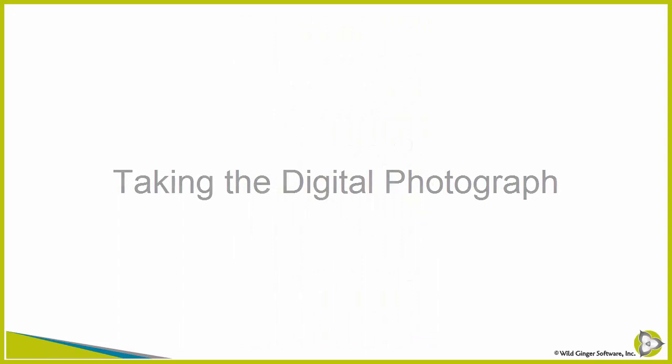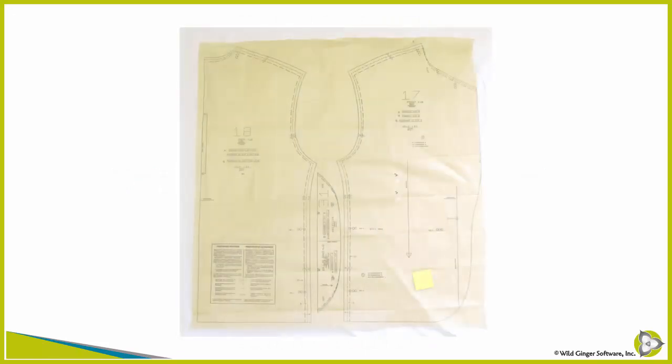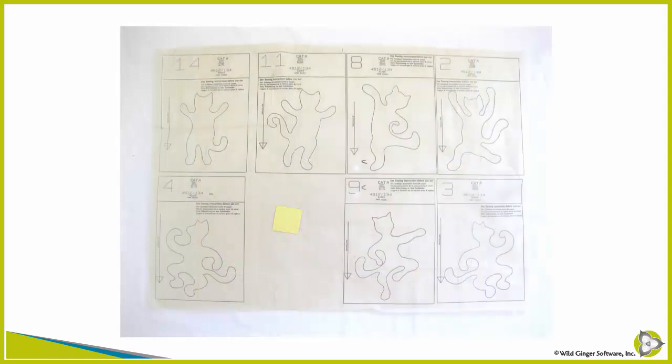Taking the digital photograph. Prior to photographing your patterns, iron each pattern piece flat. Lay the patterns out flat on the floor or tabletop on top of a light-colored, uniform background, such as a large sheet. Make sure each photo has at least one pattern with calibration square in it.